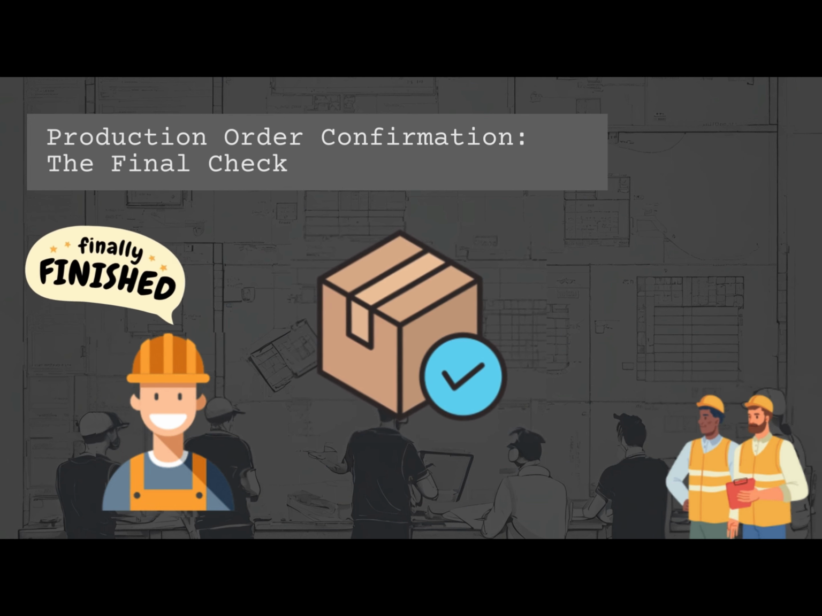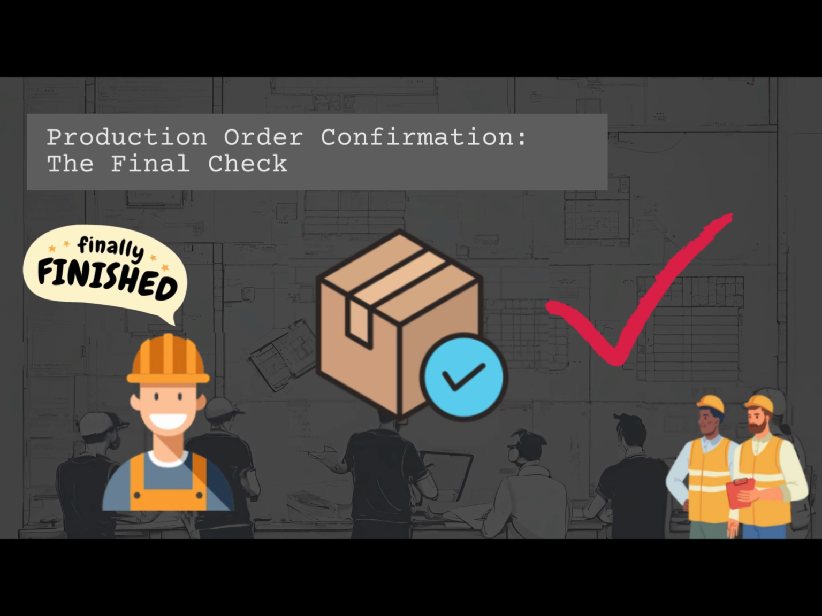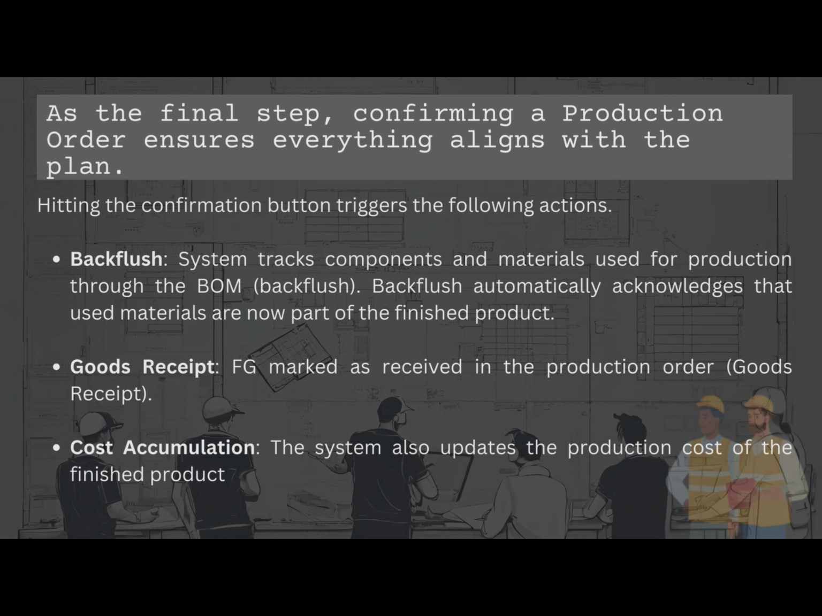Next, let's discuss production order confirmation. So picture this. We've got our goods physically made on the shop floor, and now it's time to confirm the production order. This step is like the final check to make sure everything's in line with our plan. Here's how it goes. First up, as we hit that confirmation button, the system does something neat. It automatically takes note of the components and materials used in the production process. We call this backflush, where it's like the system saying, "Yep, these materials are now officially part of the finished product."